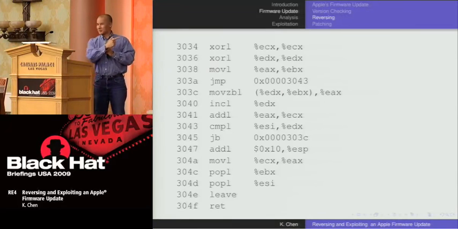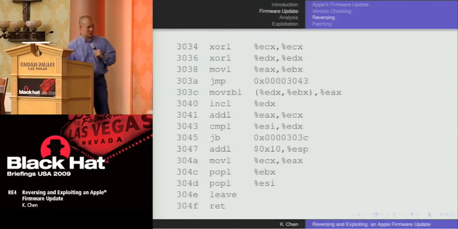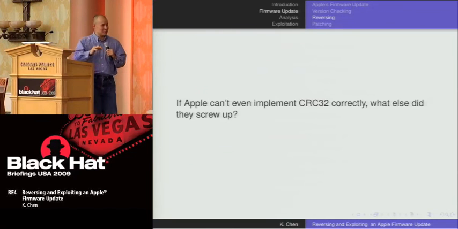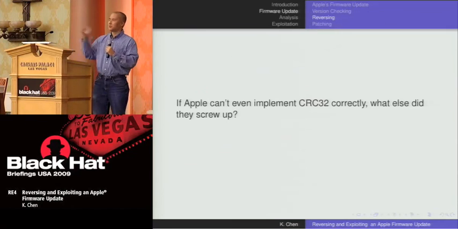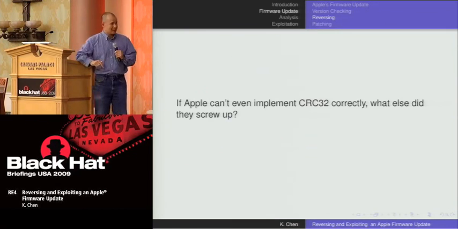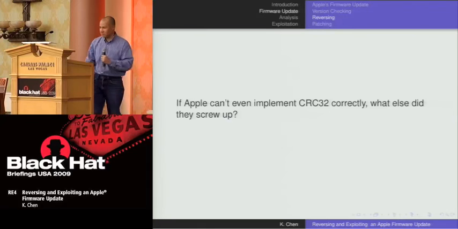So is this CRC32? No, it's not. I mean, not even close. So clearly this engineer at Apple did not know what CRC32 is. I mean, this is just wrong. If Apple can't even implement this, the thing is, there are different polynomials you can use in CRC32, but Apple just screwed that up. You can just look at it and it's obvious they screwed it up.